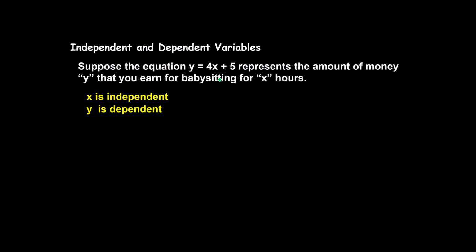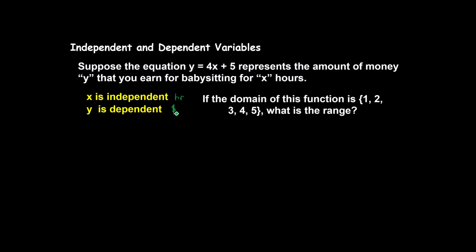This is the exact same information. All I've done is rewritten it. I'm going to ask a question based on it. So suppose the equation y equals 4x plus 5 represents the amount of money y, our dependent variable, that you earn for babysitting for x hours. Remember, we said x is the number of hours I work, and y is the amount of money that I will earn. Here's the question. If the domain of this function is 1, 2, 3, 4, 5, what would the range be?